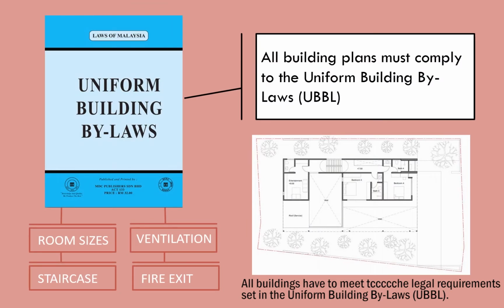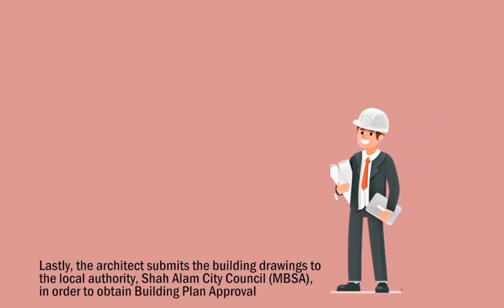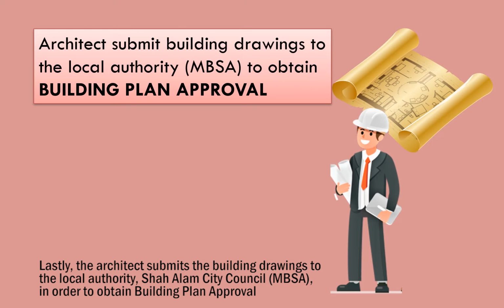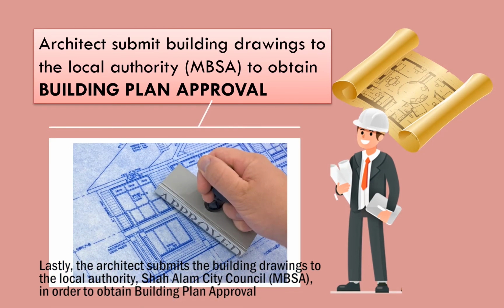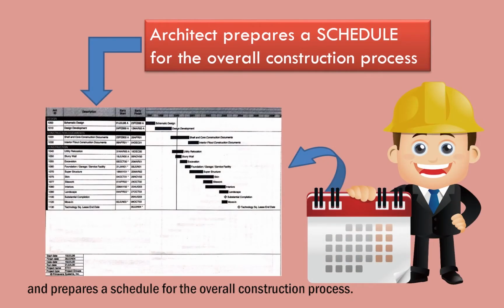All the buildings have to meet the legal requirements set in the Uniform Building Bylaws. There are certain conditions regarding the size of rooms, the number of windows needed to provide enough ventilation to the indoor area, the location of the fire exit, and the degree of steepness of the staircase. Lastly, the architect submits the building drawings to the local authority, Shah Alam City Council (MBSA), in order to obtain building plan approval and prepares a schedule for the overall construction process.